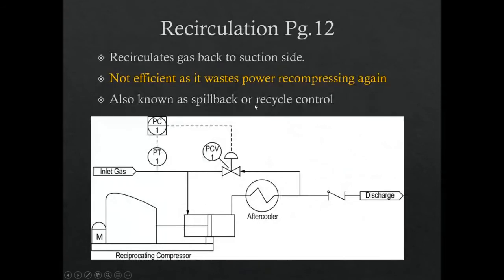So here's recirculation. Again, pretty self-explanatory. It recirculates the gas back to the suction side. You see we have a line after our discharge valve that is recirculating it back to the beginning. So it comes out, goes around, and comes back here. Downside, of course, is it's not as efficient as it wastes power recompressing all the time. It's compressing the same gas over and over again, so it's no longer as efficient. Other names for this style of control are spillback or recycle control. So recycle, recirculation, spillback. Again, all pretty simple control methods.